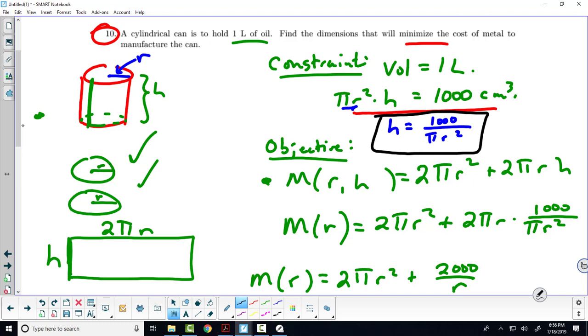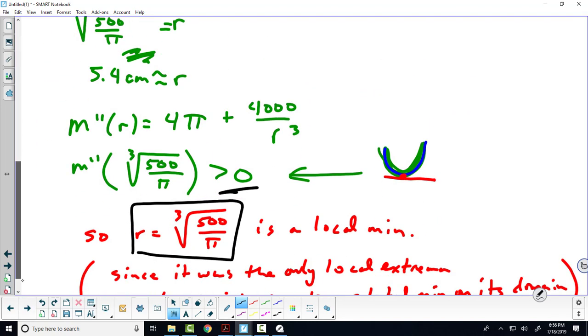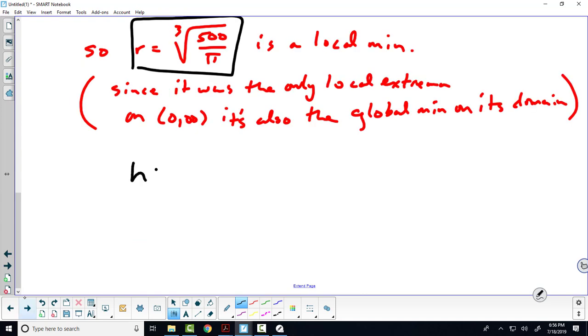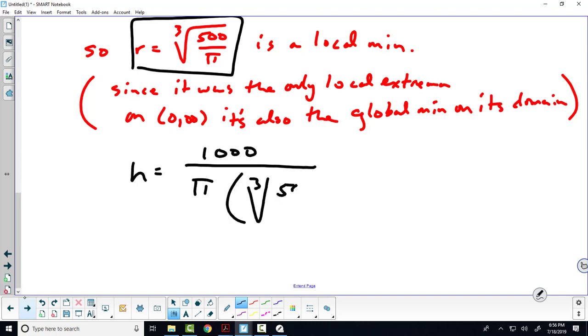So let's see, 1,000 over pi r squared. So we get that H is equal to 1,000 over pi times the cube root of 500 over pi squared. If you want, you could get a decimal approximation of that, but it's not required. There's the exact answer. I'm satisfied with parking it there, except we should probably put centimeters on here and centimeters on there. Did we find the two dimensions? Yes. We've answered the question.